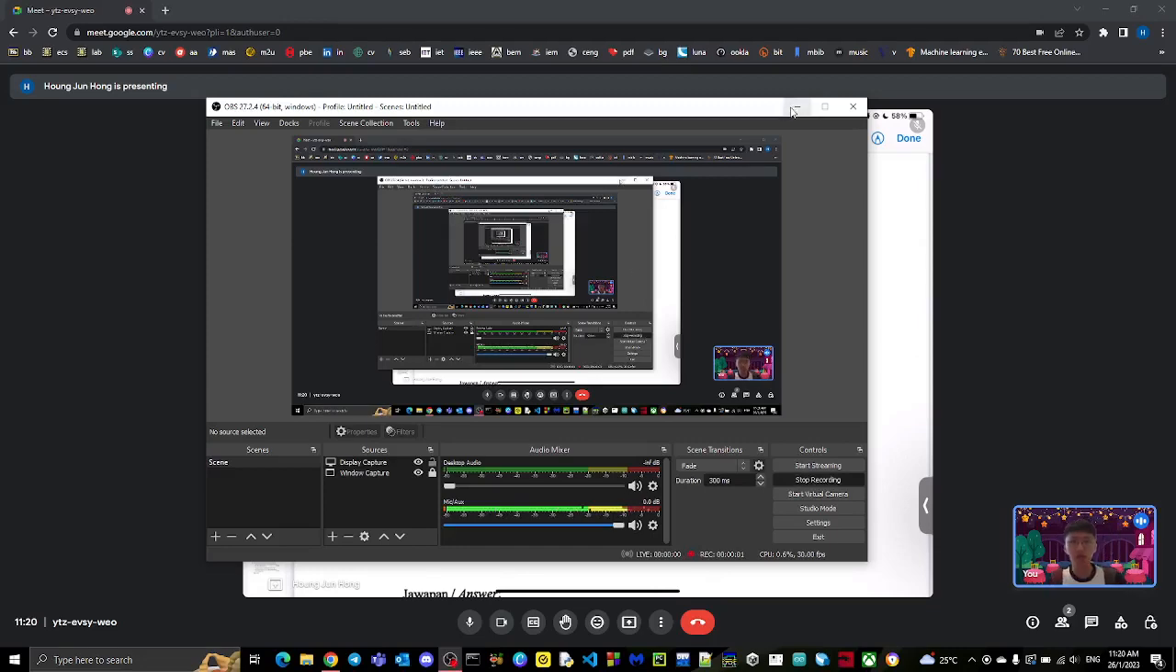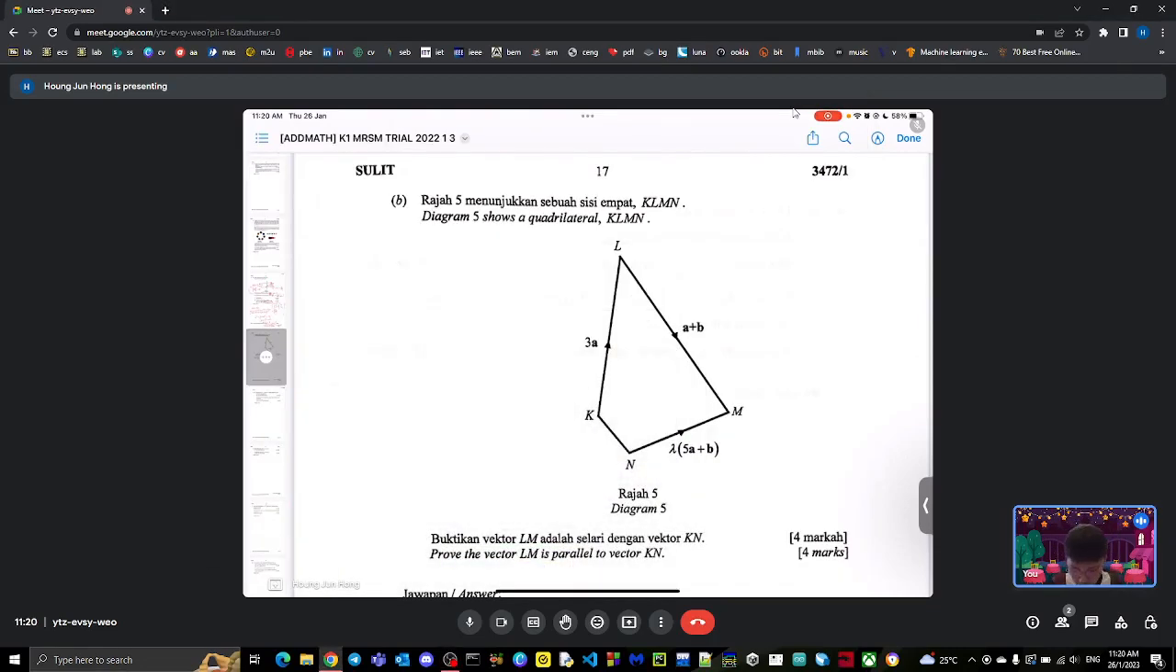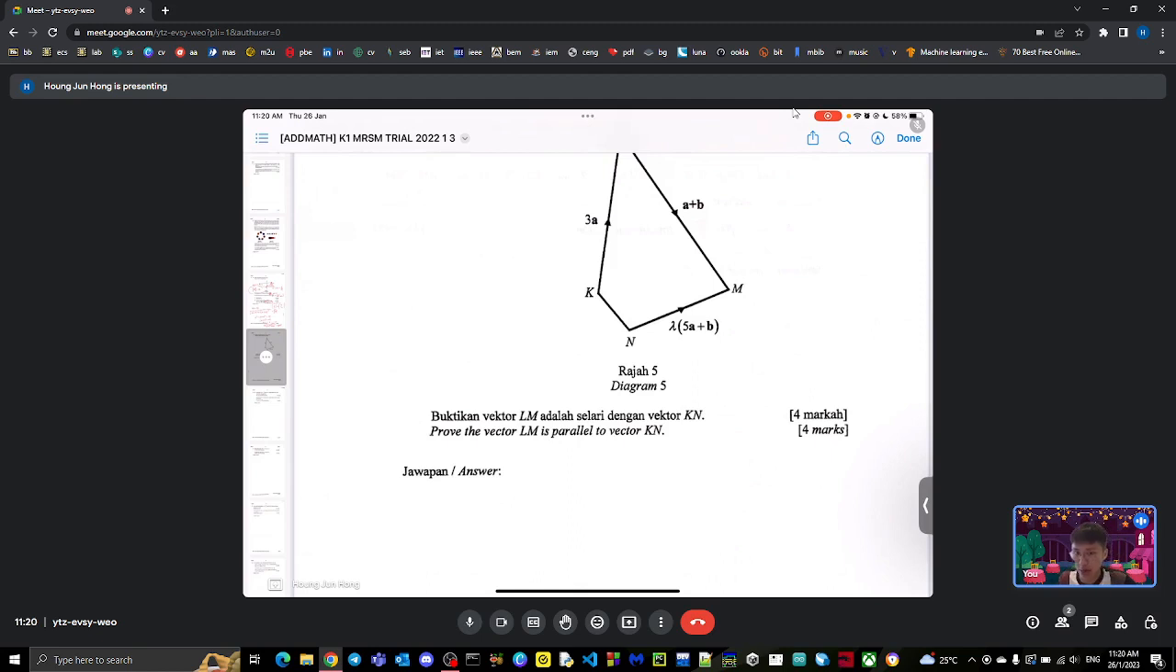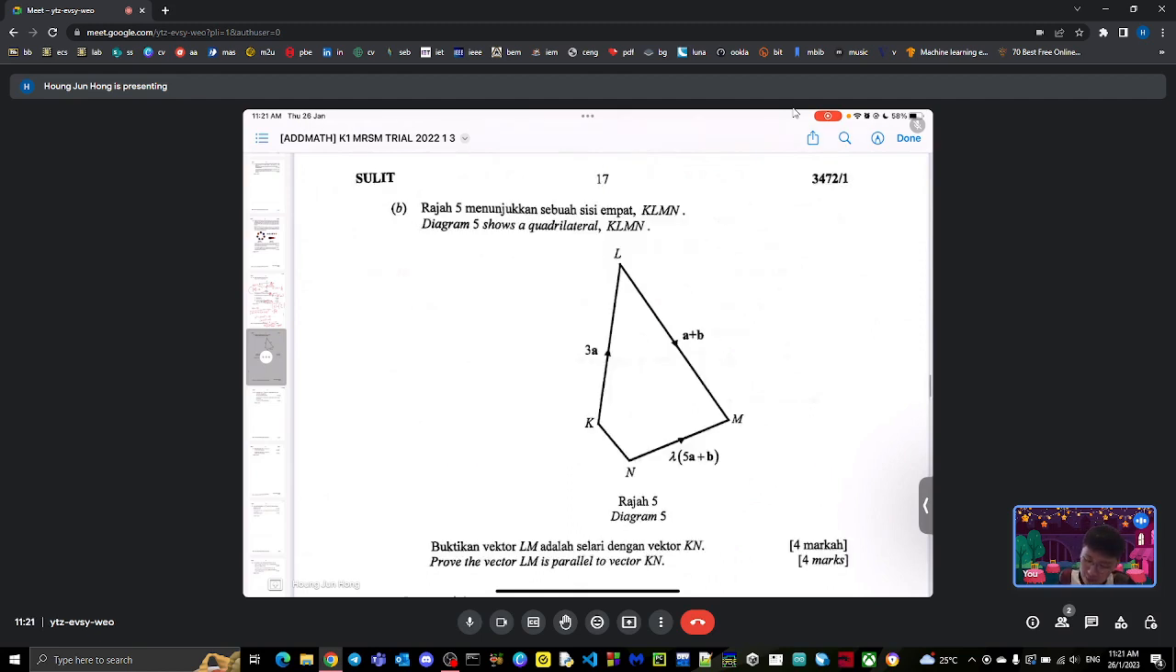Okay, cool. So let's continue from where we left off yesterday. Now we have a quadrilateral. It's question 9b. Basically we have a quadrilateral, and we want to prove that two sides are parallel to each other. So remember, what's the formula for parallel? Basically you have to prove that one vector is a scale factor of another vector.